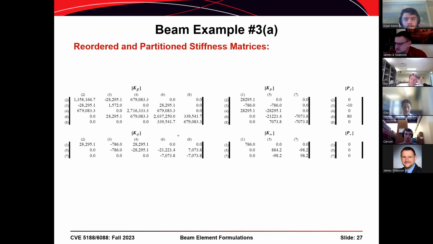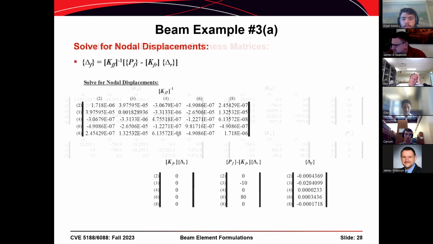We partition the matrix. We reorder the degrees of freedom, putting the free degrees of freedom first, the restrained degrees of freedom second. Then we subdivide the matrix into its 4 submatrices: K sub FF, K sub RR, K sub FR, and K sub RF. And so we can go through the solution process that you're familiar with by now. We invert the free matrix, multiply by the appropriate loads, and we end up with our free displacements.